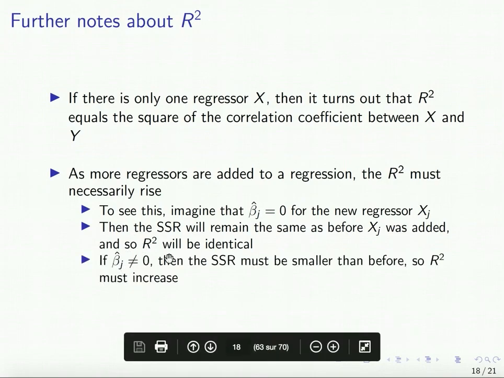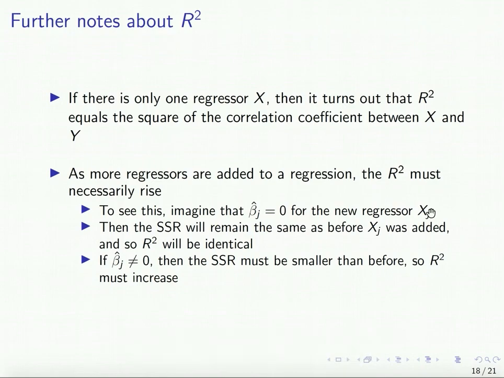Conversely, if you add an xj that actually has an impact, so that your beta hat j is now different from zero and possibly statistically significant, then the sum of squared residuals that you're going to get is going to be smaller. This is again because now you're predicting your y hat with more accuracy, and if your y hat is more accurate, then by definition the sum of squared residuals is going to go down. And so by definition again, your R squared must increase.